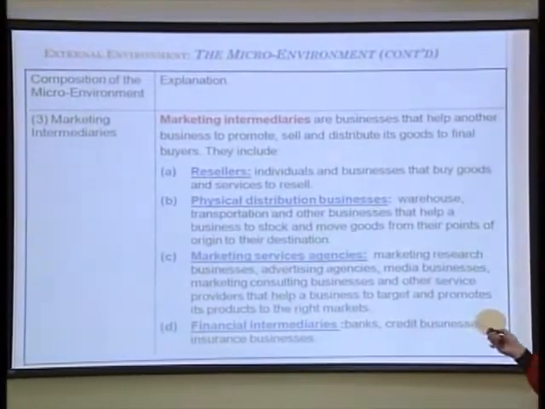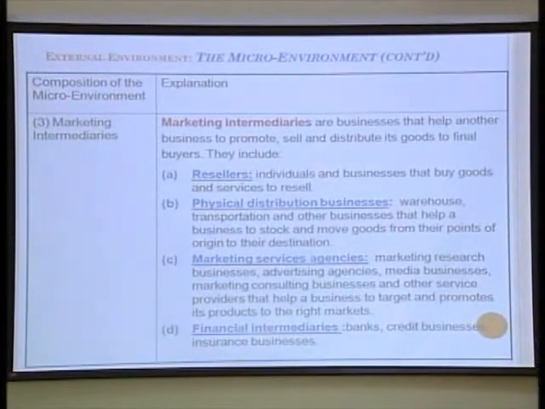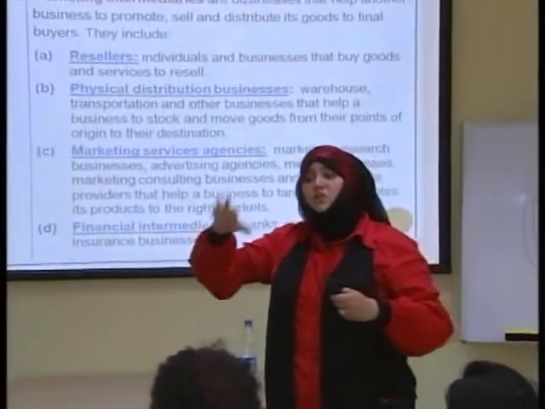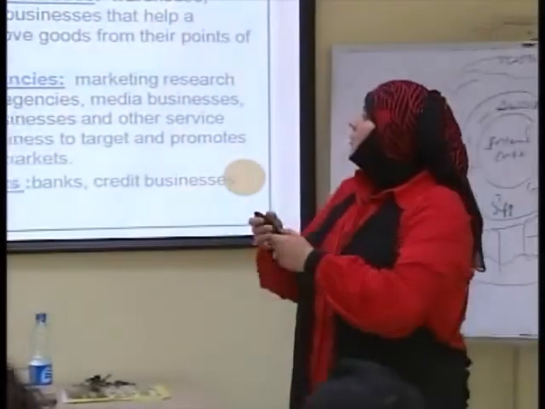The physical distribution businesses. Some businesses are specialized in some services like warehousing and transportation, and other businesses that help a business to stock and move goods from their points of origin to other destinations. So you do not conduct the transportation on your own. You do not conduct the stocking, or keeping the inventory, on your own. Some businesses are doing this on your behalf. These are intermediaries. Okay, what else?